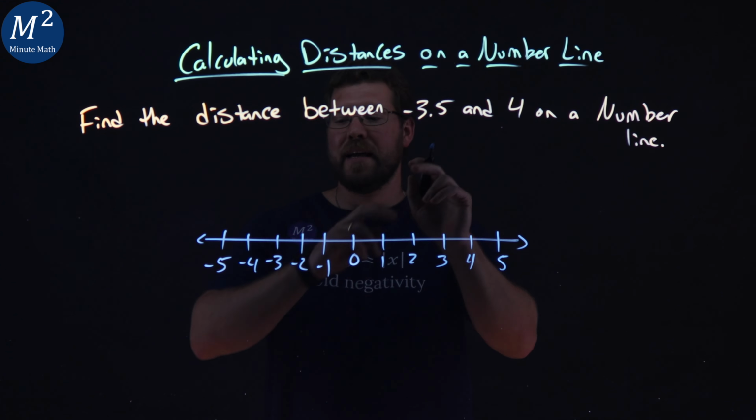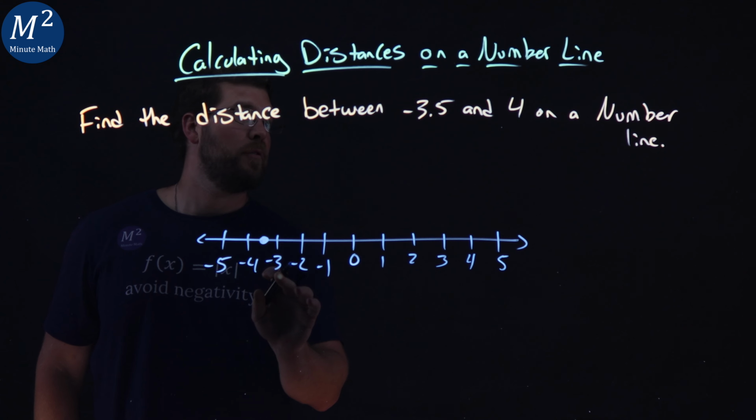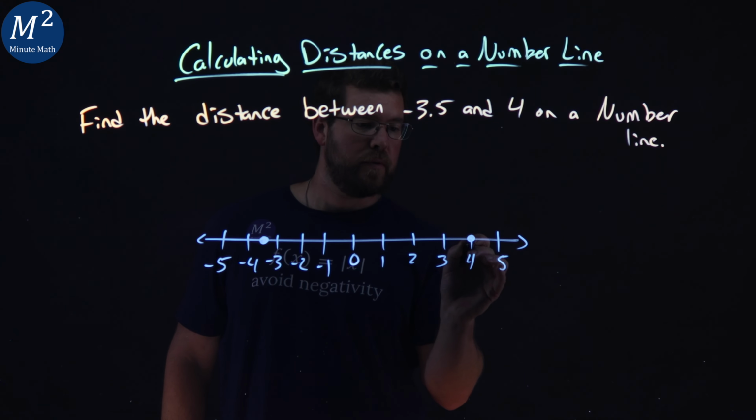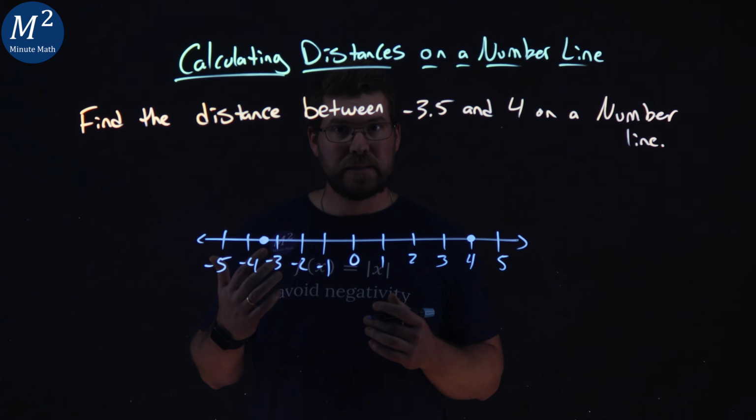So our two points: negative 3.5, that's right here between negative 4 and negative 3. And our next point is positive 4. So that's the distance we want to find between the points here.